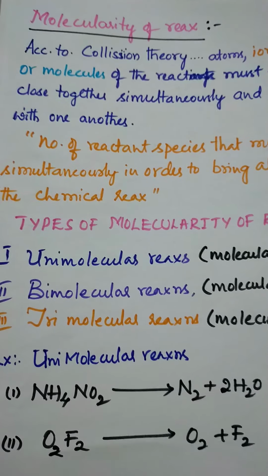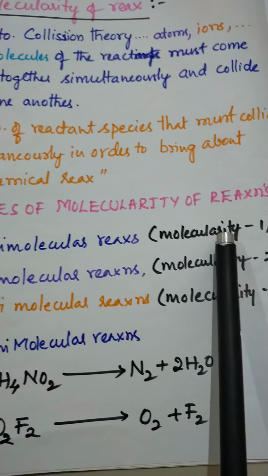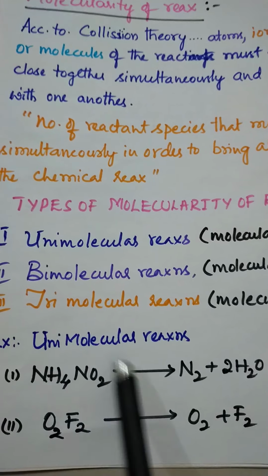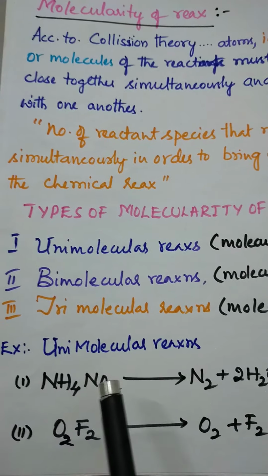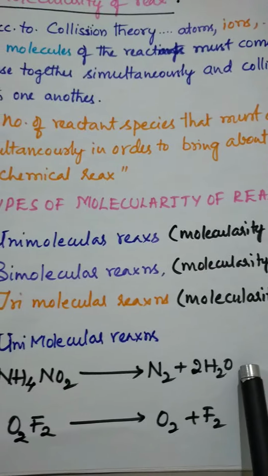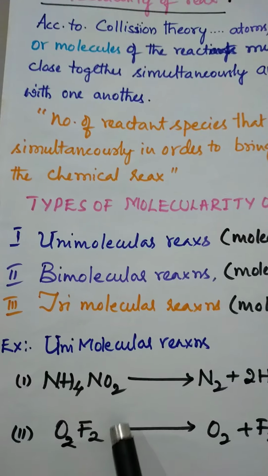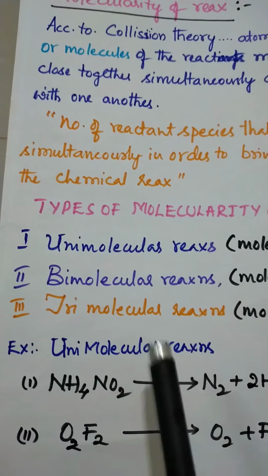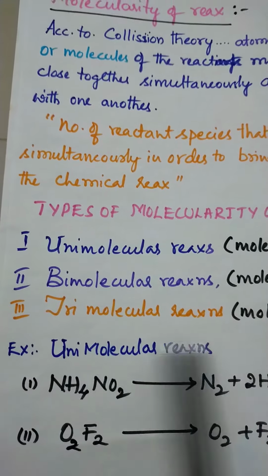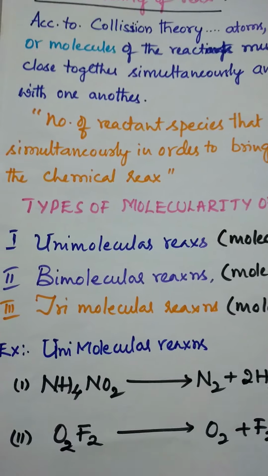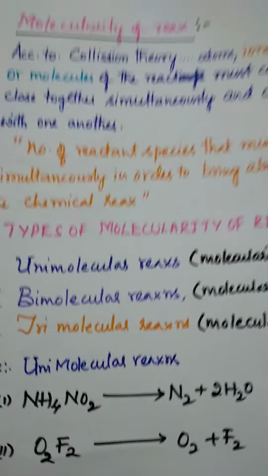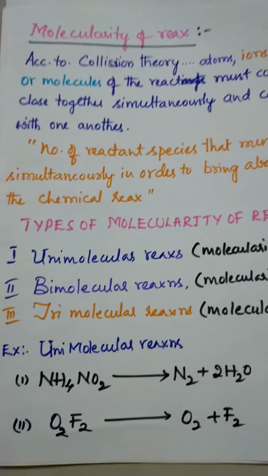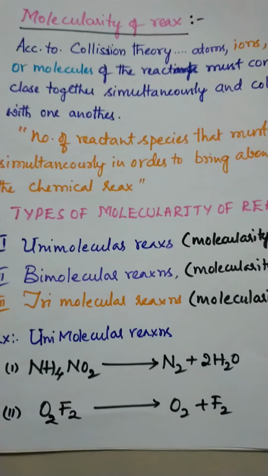What are unimolecular reactions? We told that one molecule is 1. Come to that one. Don't compare the number of atoms and the coefficients. So this is about ammonium nitrate, it forms products. So molecule is 1. Same type, oxygen difluoride, it is also only one molecule. So this is a unimolecular reaction example. So remember this example for unimolecular reactions. So this is about the collision theory, the types of molecularity of reaction.